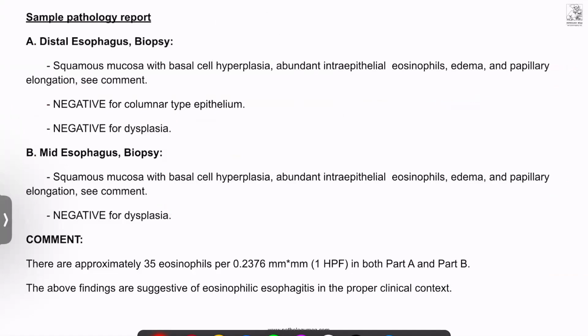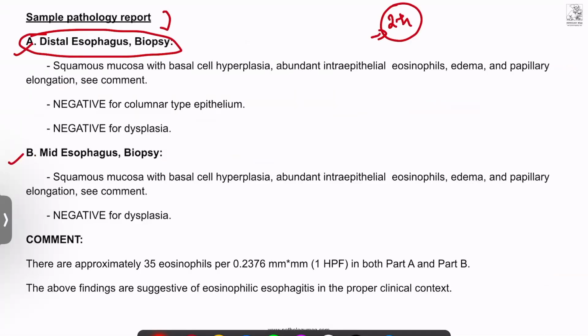So, this is just a sample report. For the esophageal biopsy, usually it is ideal to get 2 to 4 biopsies, but in this context we got 2 biopsies, from the distal esophagus and mid esophagus. So, in that case, we have to separately mention the findings of the distal esophageal biopsy and the findings of the mid esophageal biopsy.